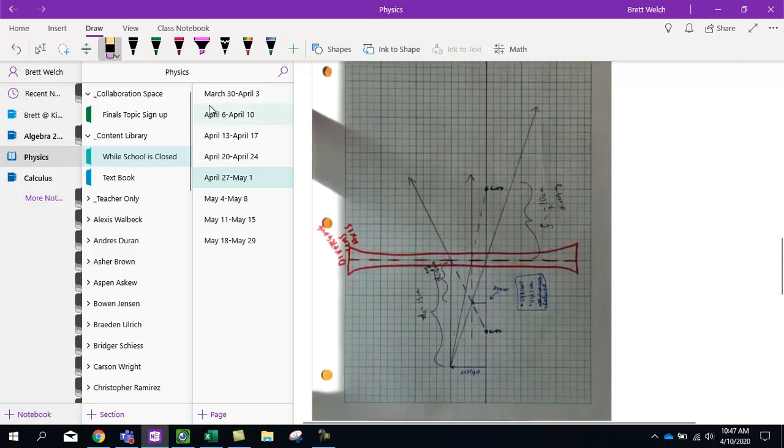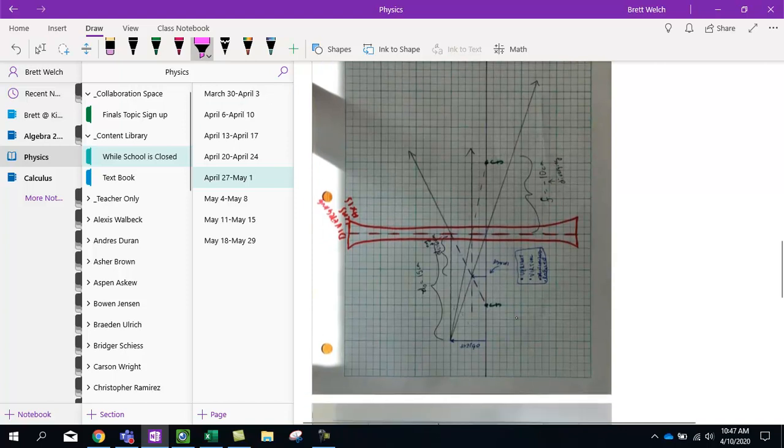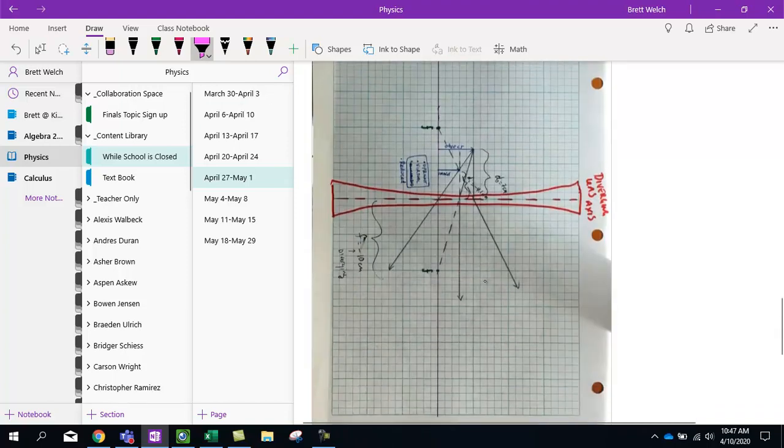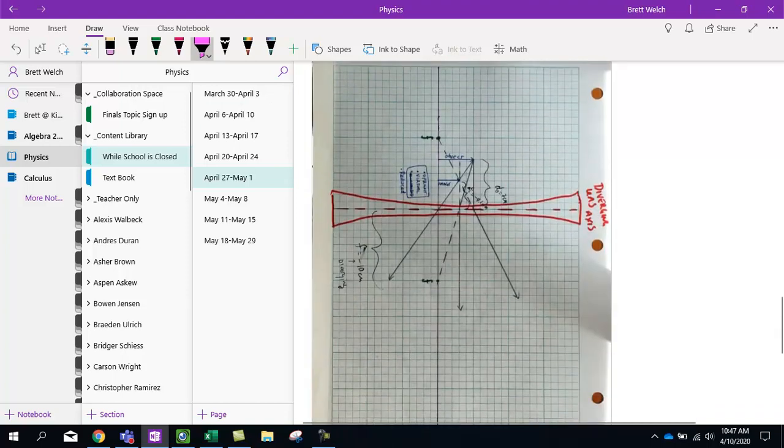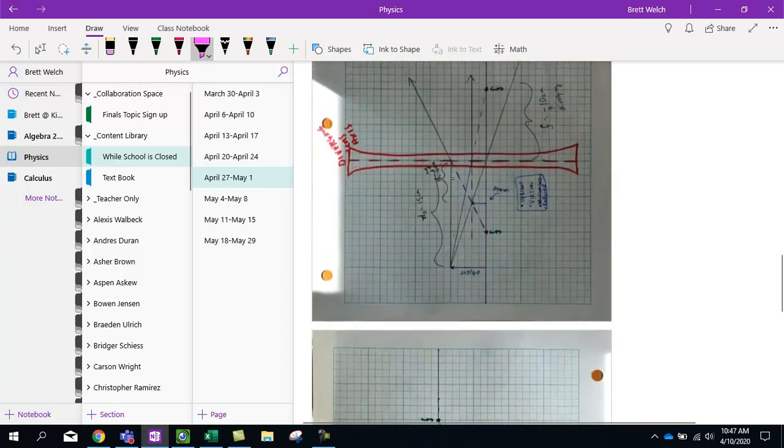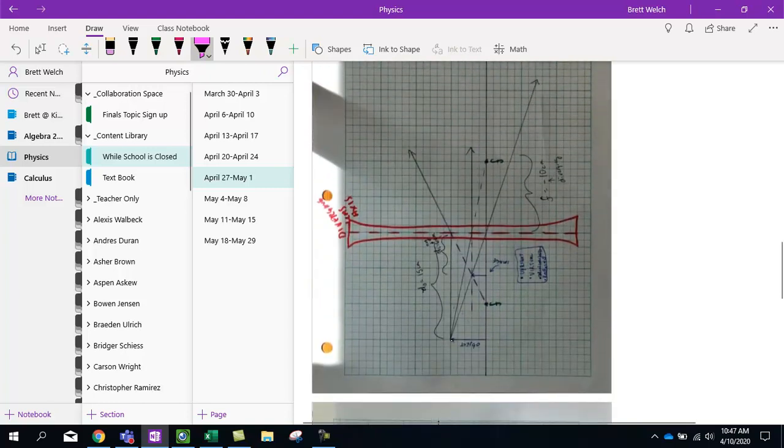Now, diverging lens, these are very similar problems. We'll start with this one. The object right here is on the, oh no, sorry, wrong one. I want to start with this one. Here we go. Object is outside of the focal point.